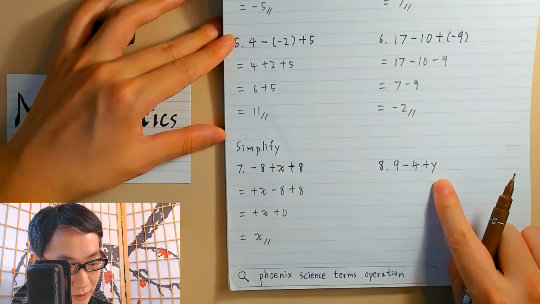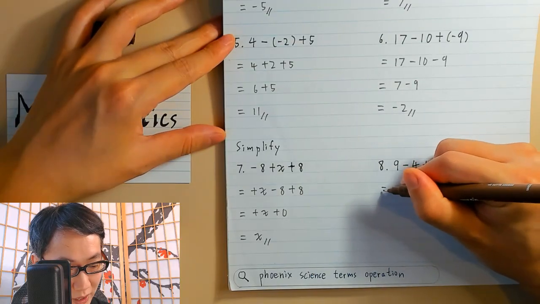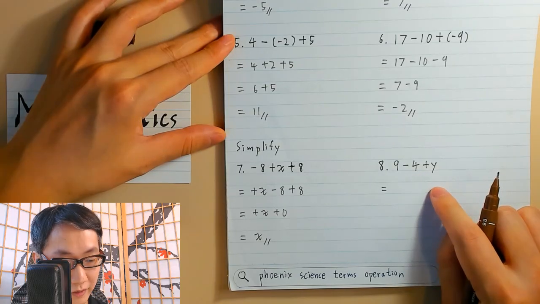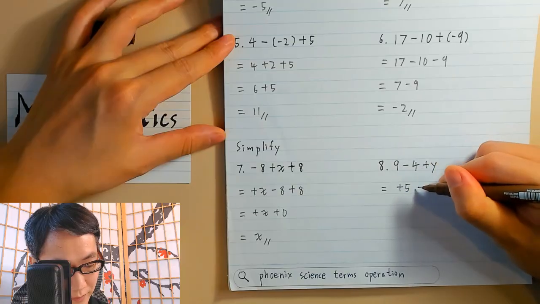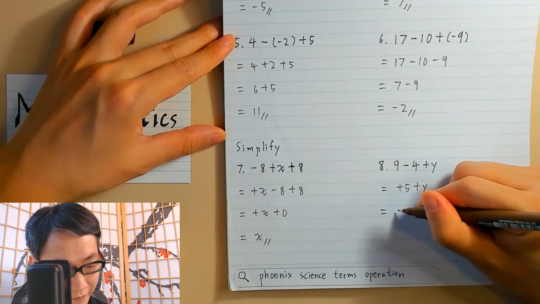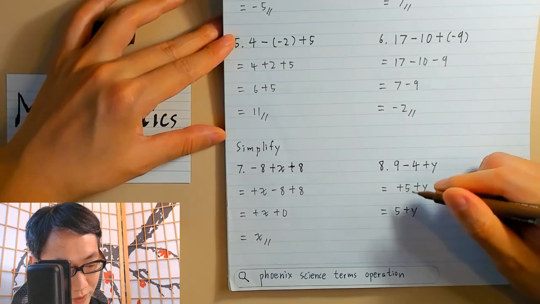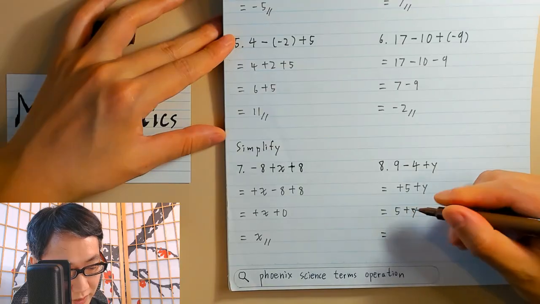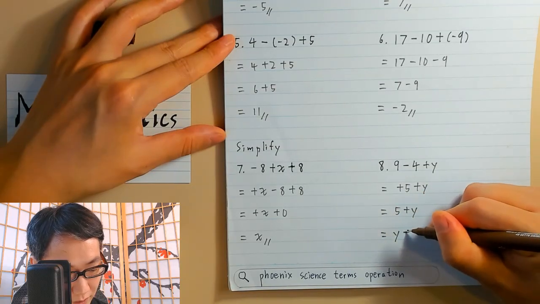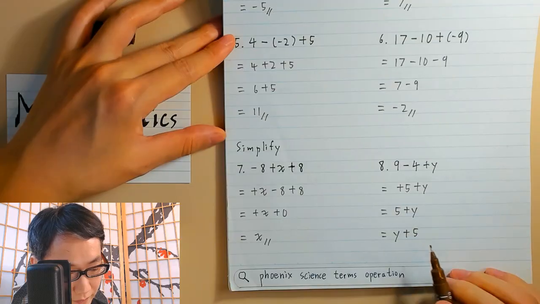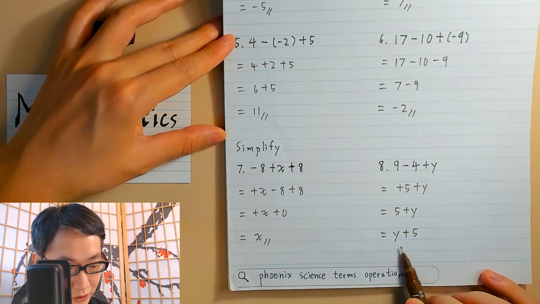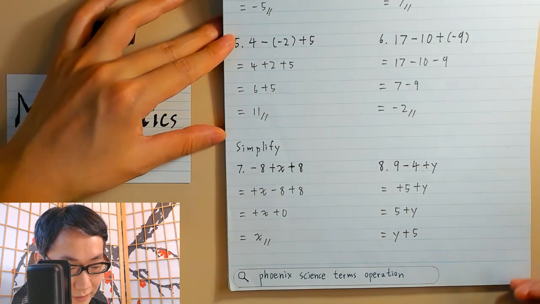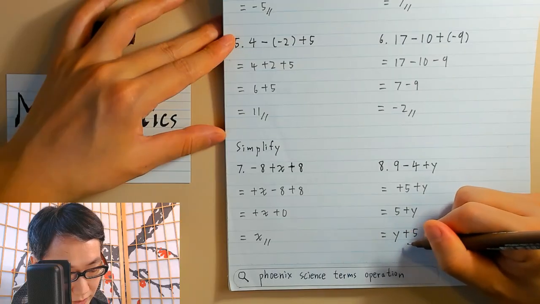And number 8. So this one, the 2 values are already together. So positive 9, negative 4. We have positive 5 plus y. Then we have 5 plus y, if I omit the positive sign. And in the end, I can rearrange it such that the y go first. Plus y, positive 5. It is a tradition to put the unknown first, and then the values later. Okay.